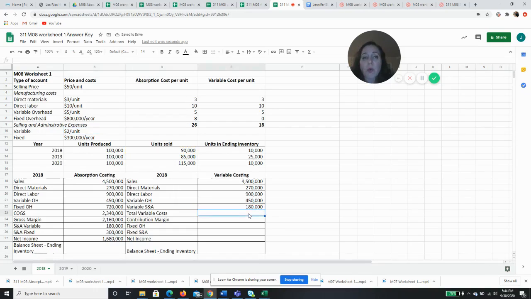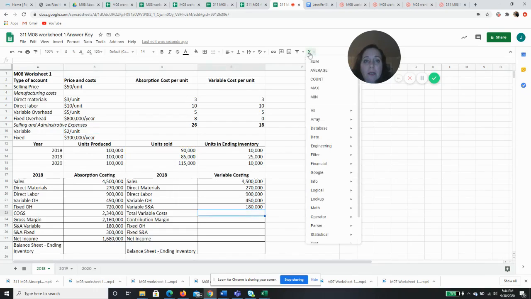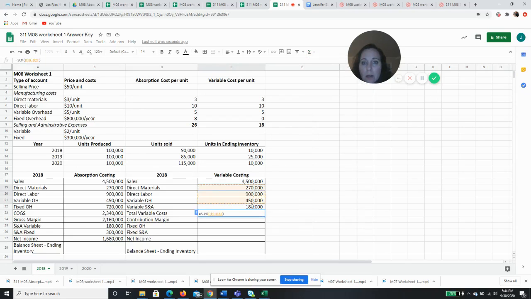So our total variable costs, both our product and period costs, are 1.8 million. Our contribution margin, which is sales of 4.5 million minus total variable cost of 1.8 million, gives us a contribution margin of 2.7 million.